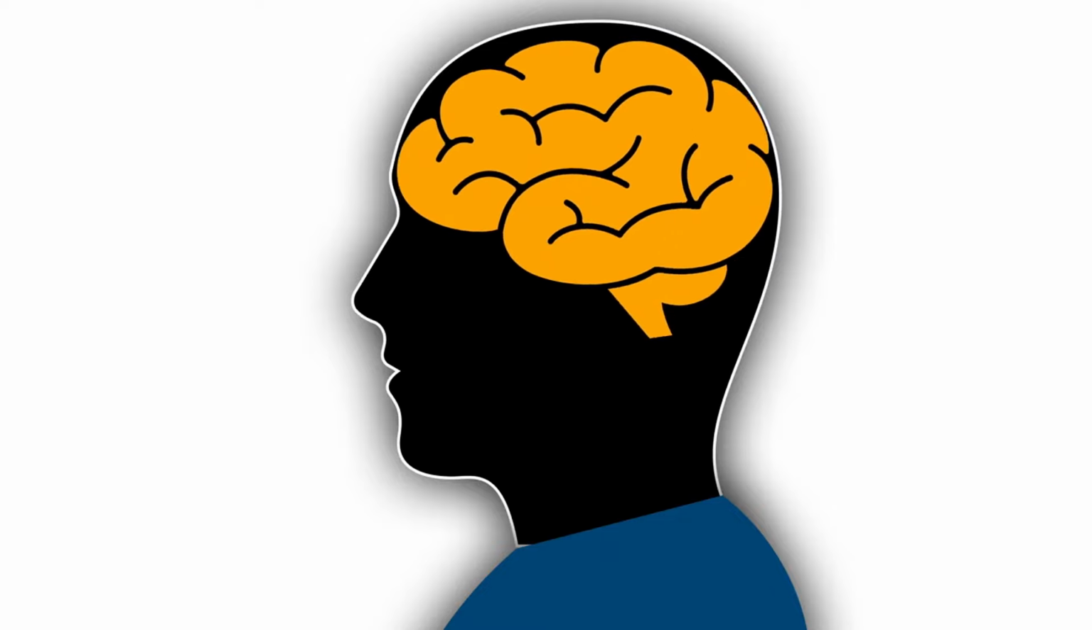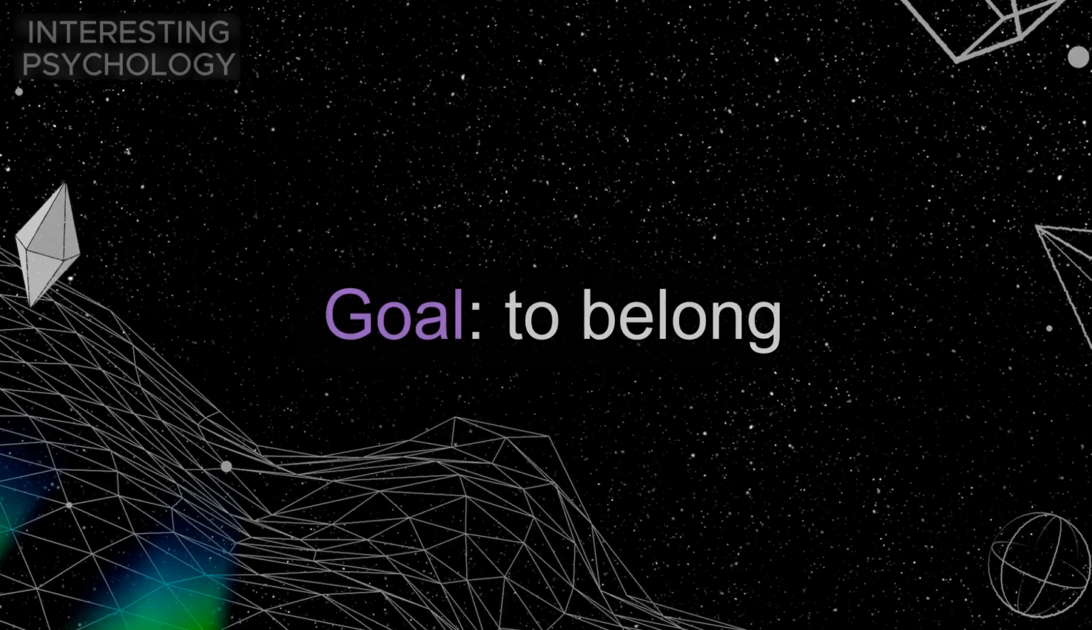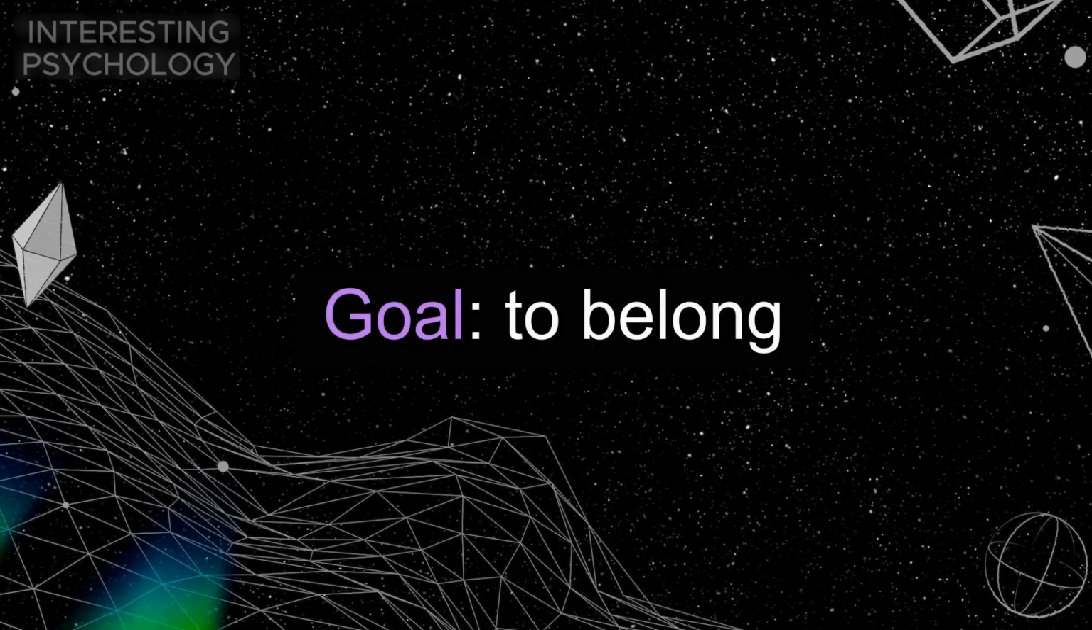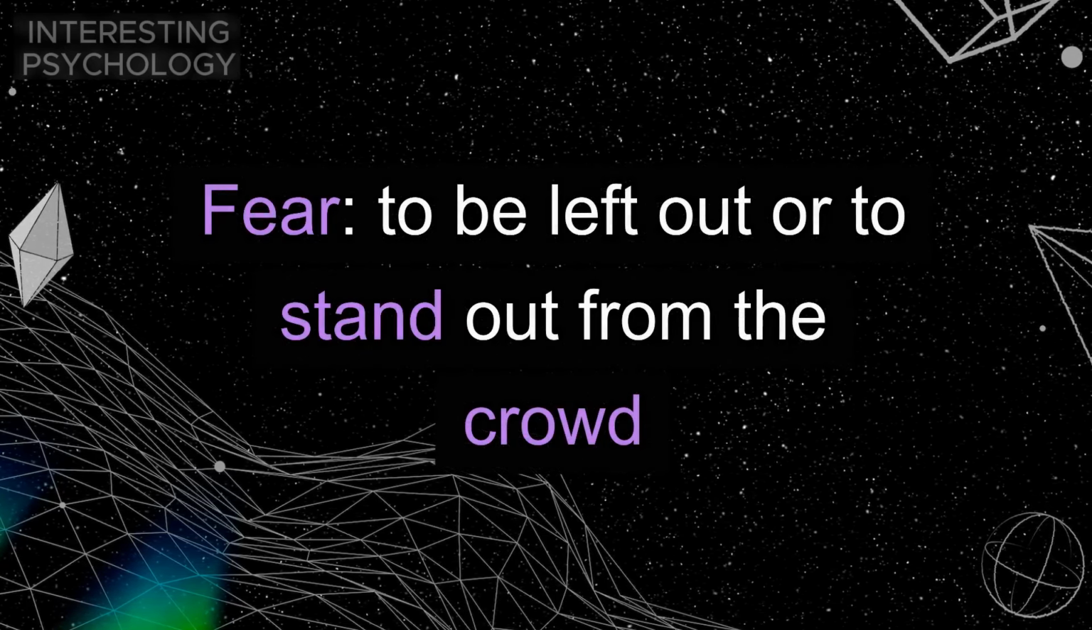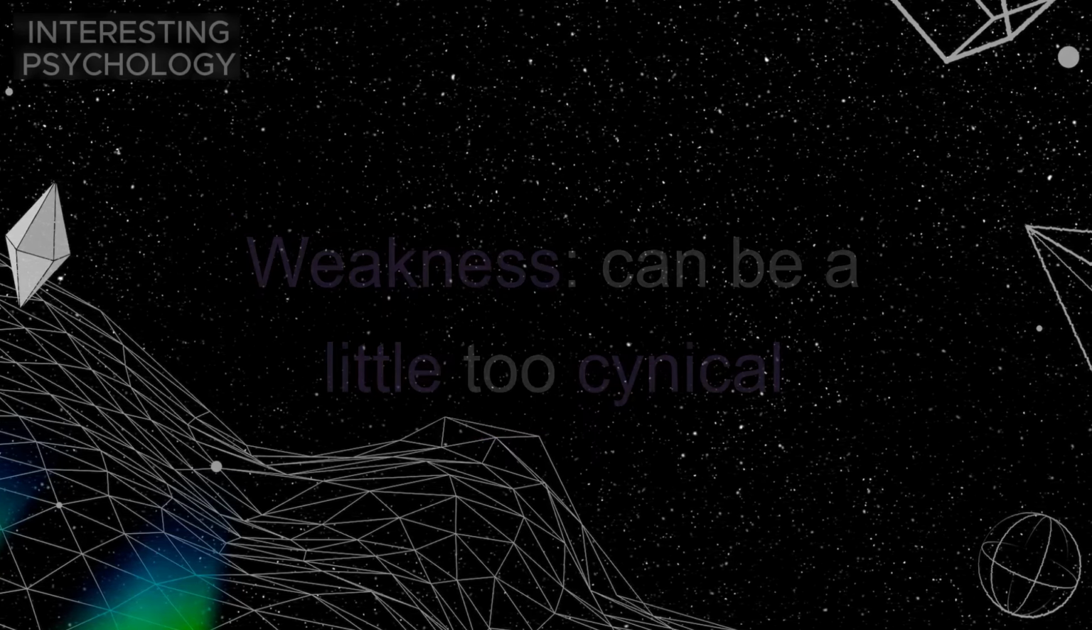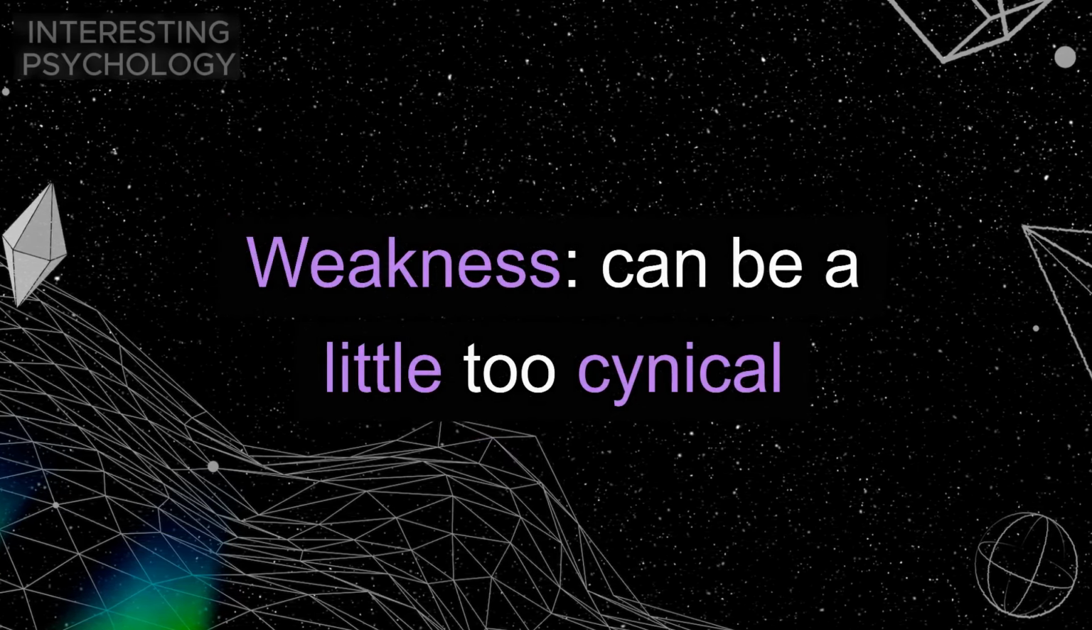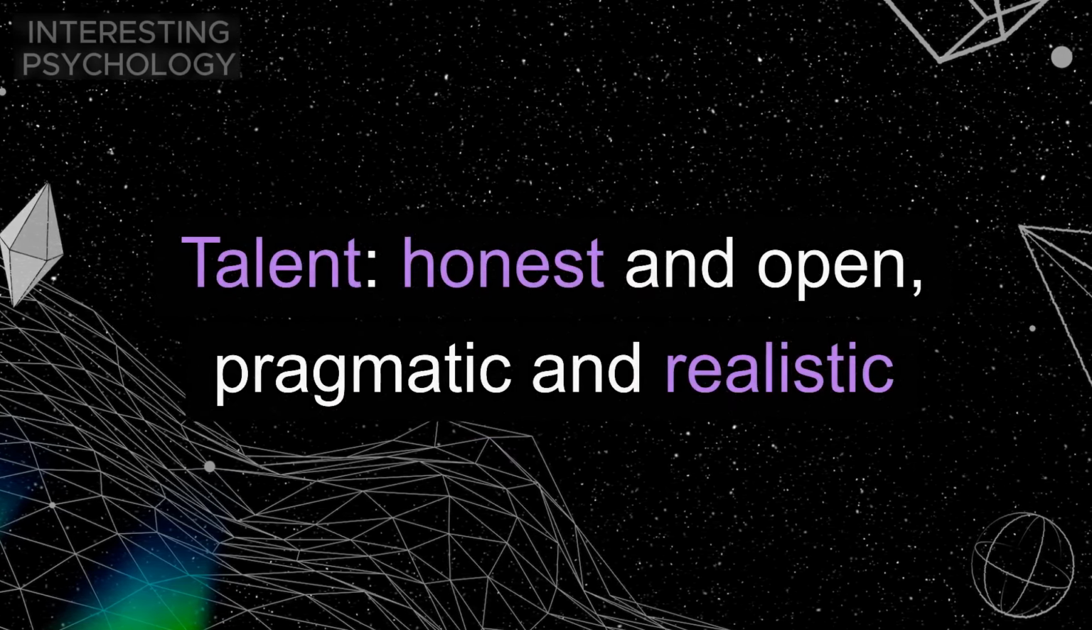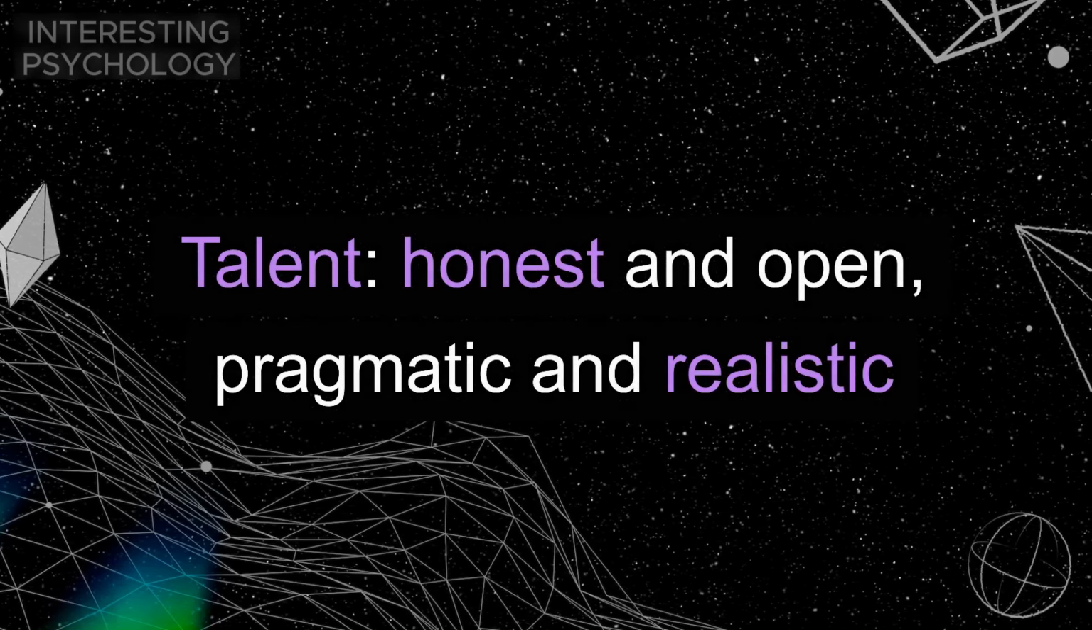Number 2. The orphan. The orphan archetype represents those who are dependable, down-to-earth realists. Some people might describe them as a little negative at times. The orphan is always searching for belonging in the world and may join many groups and communities to find a place where they fit in. Goal, to belong. Fear, to be left out or to stand out from the crowd. Weakness, can be a little too cynical. Talent, honest and open, pragmatic and realistic.